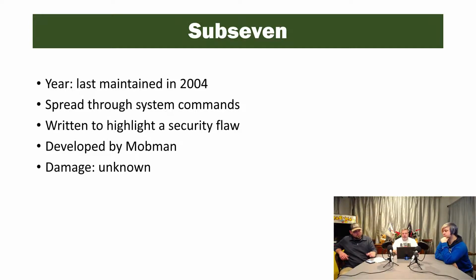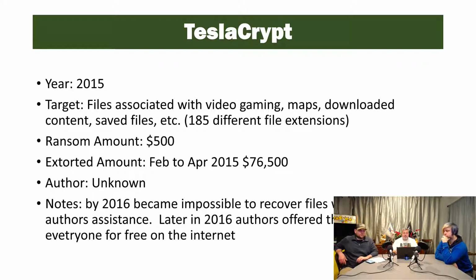Cool. So one of them we talked about, TeslaCrypt, came out in 2015, so a little more recent. So 5 years ago. Yeah, it's crazy. This one I thought was funny because it specifically targeted video game files. There were 185 different extensions that it targeted, things like maps, downloaded content, saved files, those kinds of things.